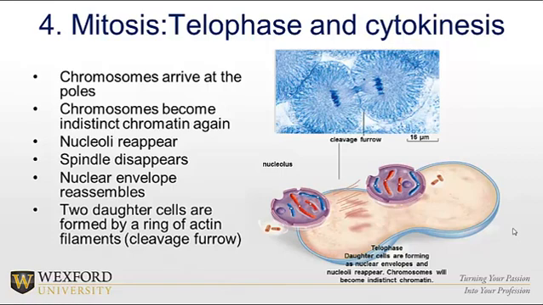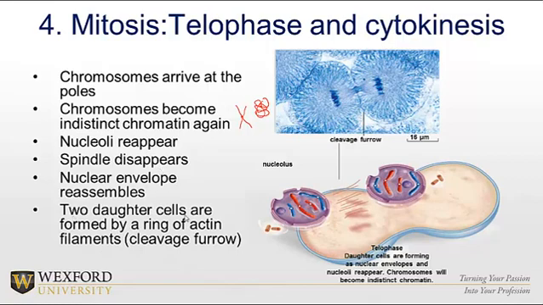Mitosis is specifically referring to separating the DNA and creating 2 new nuclei, if you will. Cytokinesis is separating everything else. Once again, these 2 overlap as far as what's really happening here. So what's happening? The chromosomes arrive at the poles. They become indistinct chromatin again, which means they no longer look nice and pretty like this. They unwind and start looking more like this again, which is how they really look for the vast majority of their life. The nucleoli reappear in each individual nucleus. The spindle disappears. The nuclear envelope reassembles, and guess what happens?